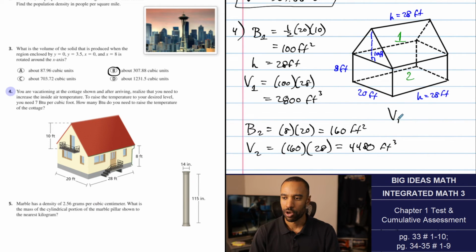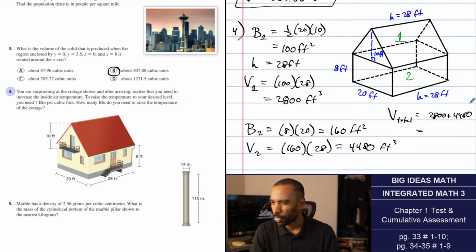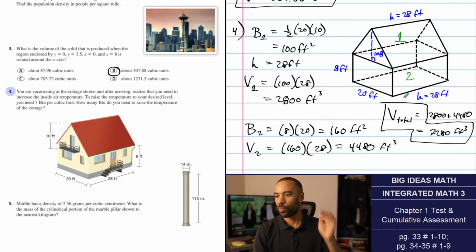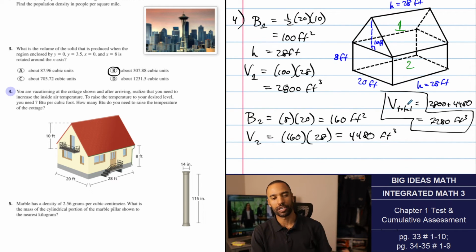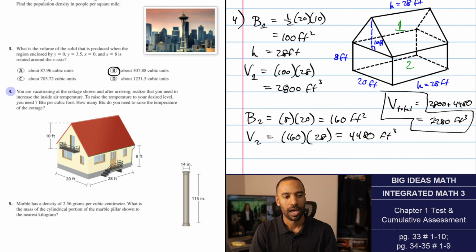So the volume of the total is going to be 2,800 plus 4,480, which is 7,280. 7,280 cubic feet. That's the volume of all of that. That's where we need to work out the whole per cubic foot aspect and how many BTUs we need to raise the temperature of the cottage.